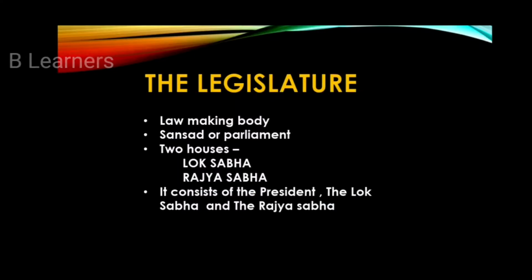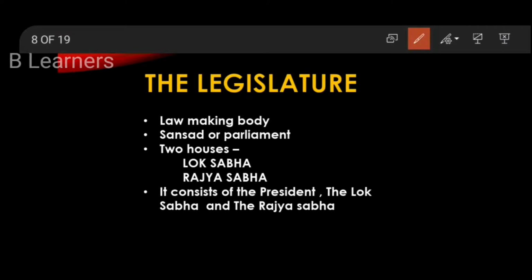Now we have the legislature. We have already heard this term before in the organs of government. The legislature is the law making body, meaning they have the power to make the laws. We know very well that the central legislature, or law making body, is also known as the parliament. You may call it Parliament or Sansad also. We have two houses in the legislature: Lok Sabha and Rajya Sabha.